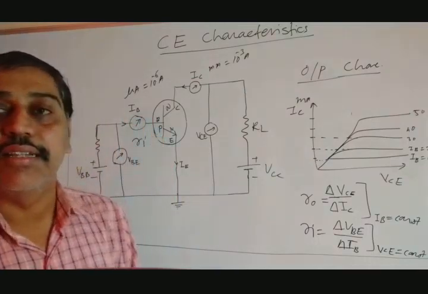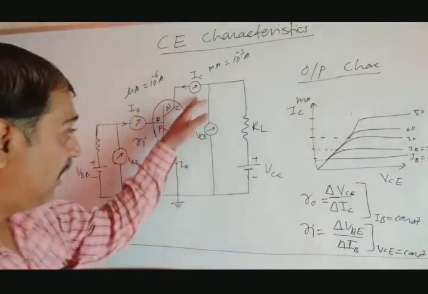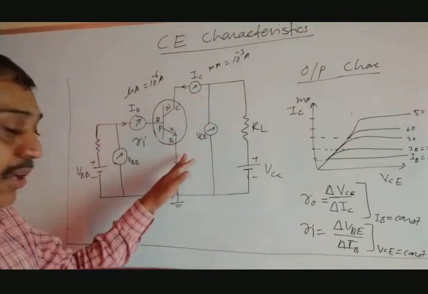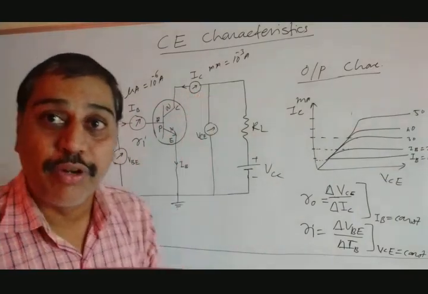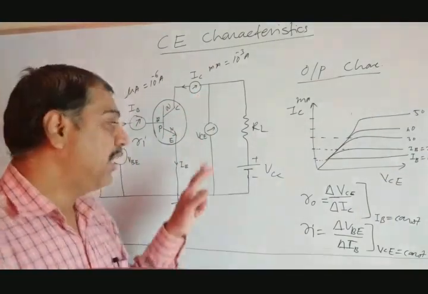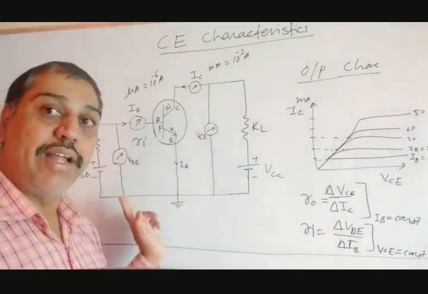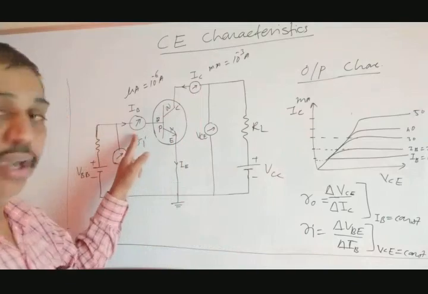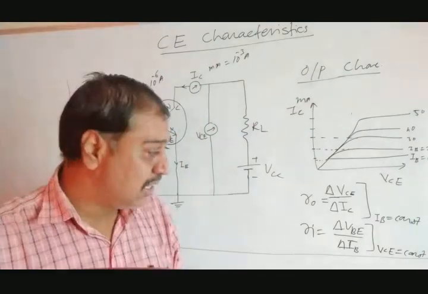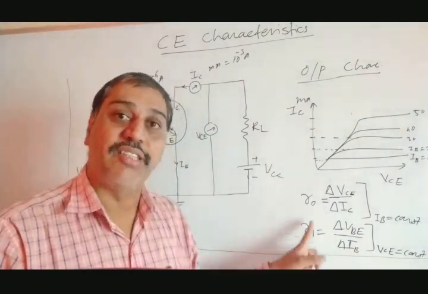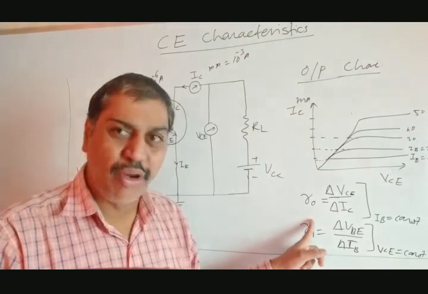Similarly, in case of common collector, collector is common now. Collector comes here, emitter goes here. Output current gets changed. Output current is what? Emitter current, and this collector is common at the input and output. Input current remains the same. So accordingly, the input resistance and output resistance formulas remain the same.